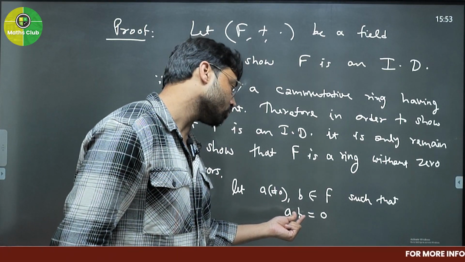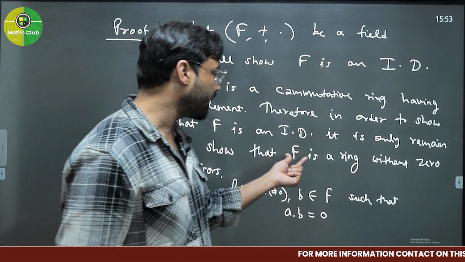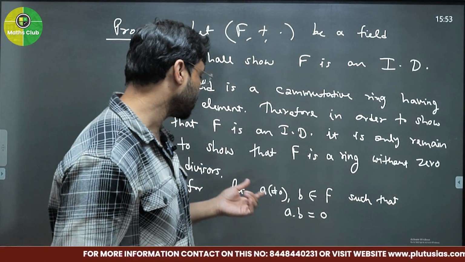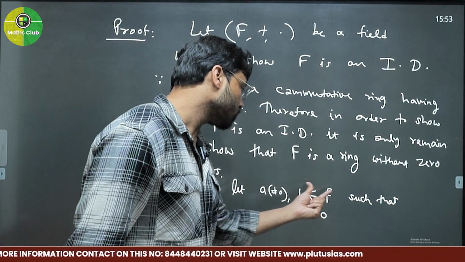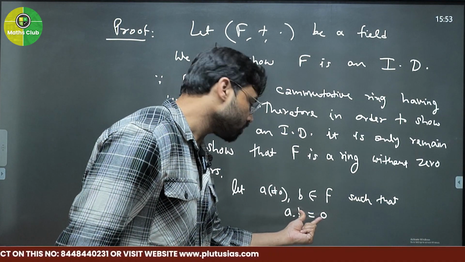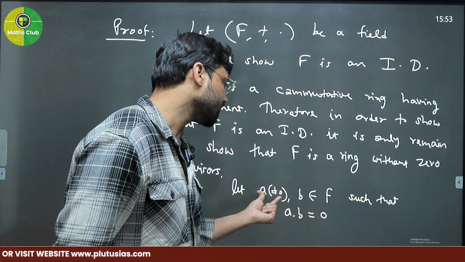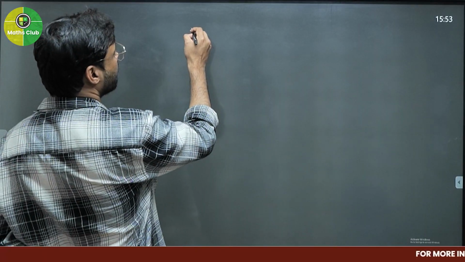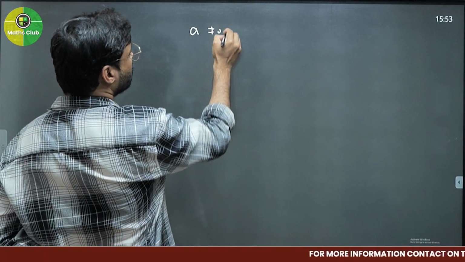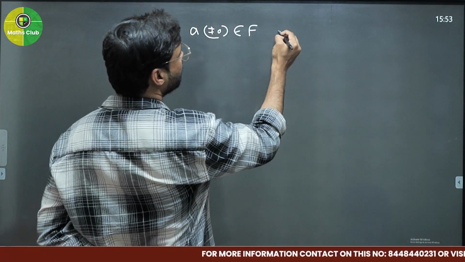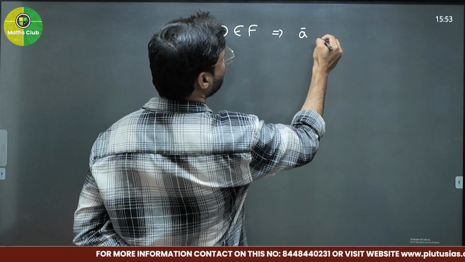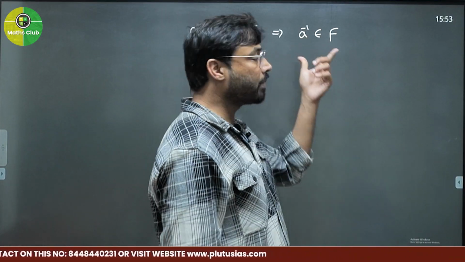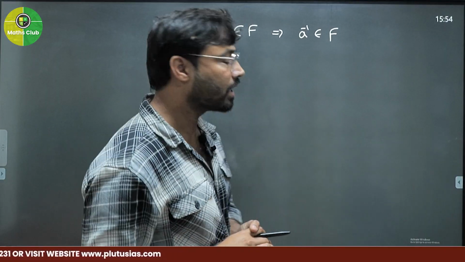If b is also non-zero, then F will fail to be a ring without zero divisor, and F will never be an integral domain. But we are taking two elements a and b such that a dot b equals 0, where a is a non-zero element. So since a not equal to 0 belongs to F, it implies that a inverse belongs to F, as F is a field and every non-zero element has an inverse element in the field F.